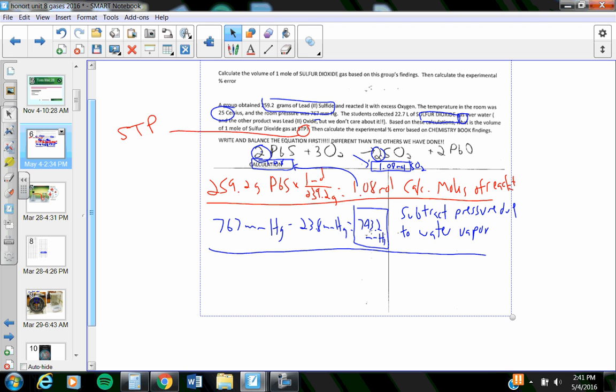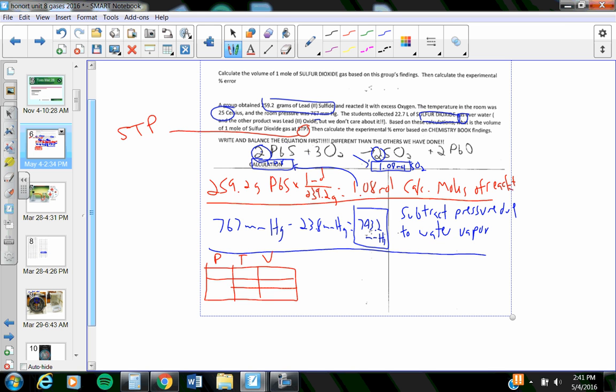And so I'm going to make one of these boxes that keeps track of the pressure and temperature and volume. I don't even need the N, because we're not changing the number of moles in there. So this gas, which we collected, this 1.08 moles of sulfur dioxide, well, this gas was at this pressure, 743.2. I know it was really at 767, but part of that was water.